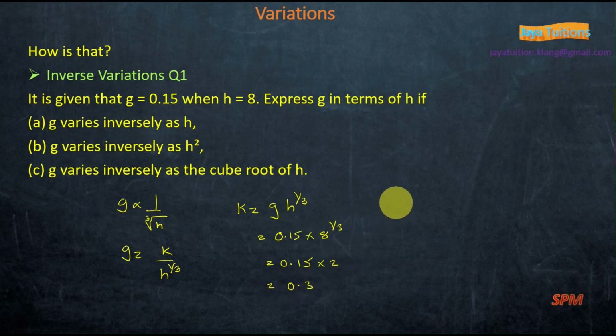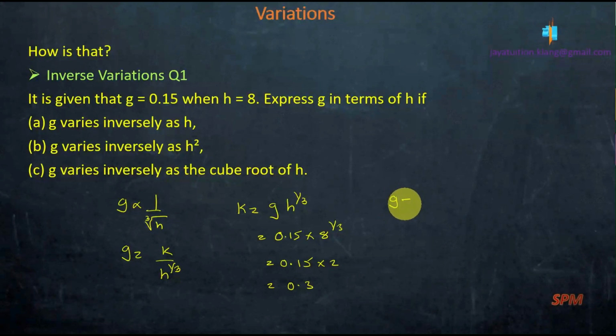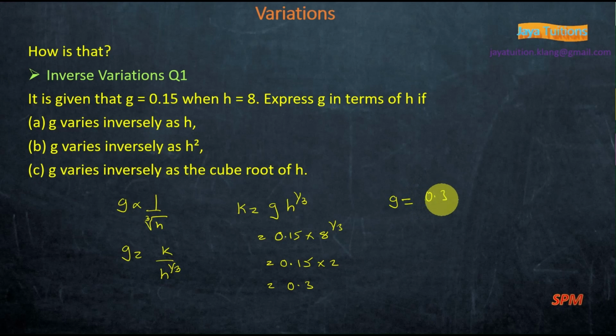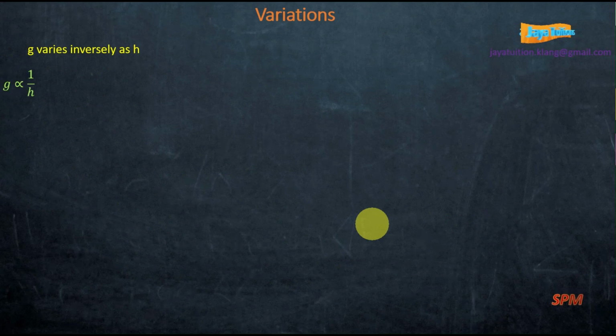So we can write the final relation. g is equal to k, k is 0.3, divided by h to the power of 1 by 3. h to the power of 1 by 3 you can write as cube root of h. So this will be our final answer, which is given directly in the form of the answer.